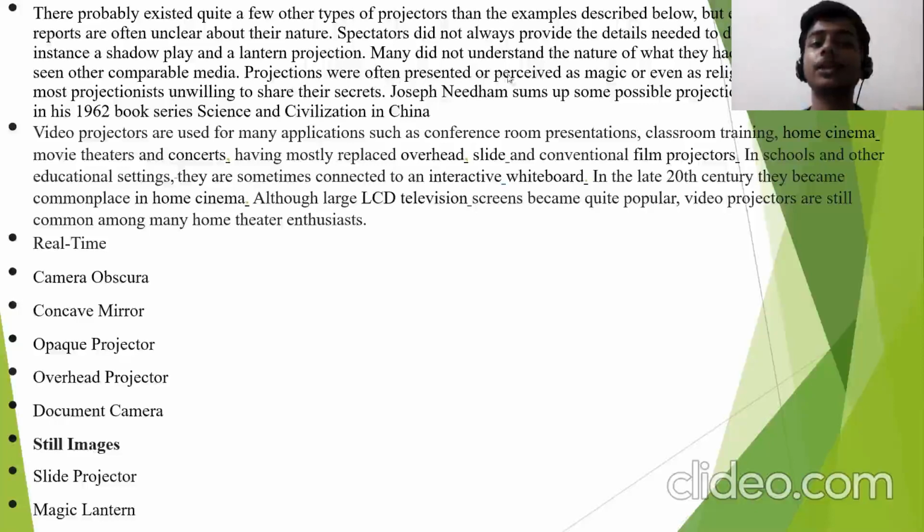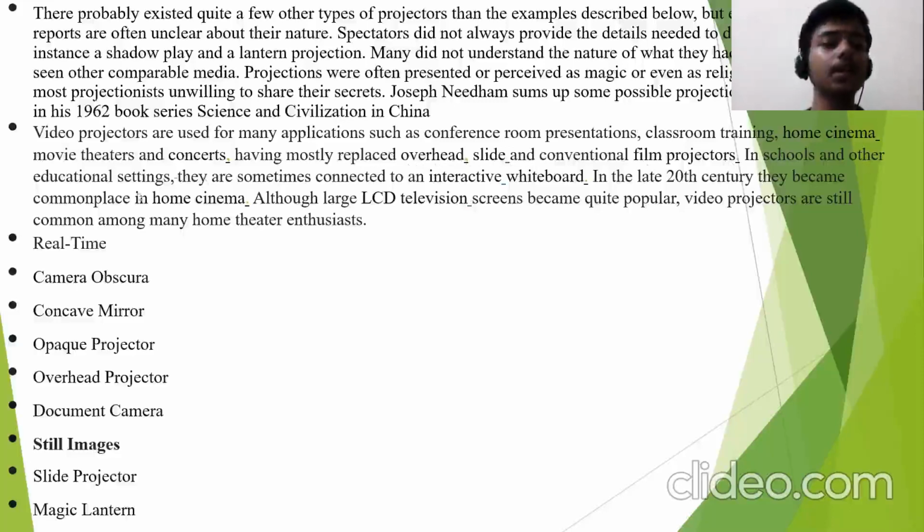Projections were often presented or perceived as magic or even religious experiences, with most projectionists unwilling to share their secrets. Joseph Needham sums up some possible projection examples from China in his 1962 book series Science and Civilisation in China. Video projectors are used for applications such as conference room presentations, classroom training, home cinema, movie theaters, and concerts, having mostly replaced overhead, slide, and conventional film projectors.